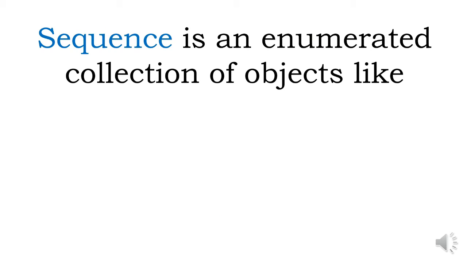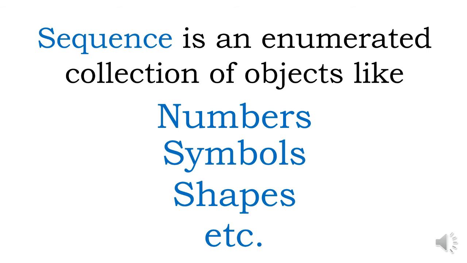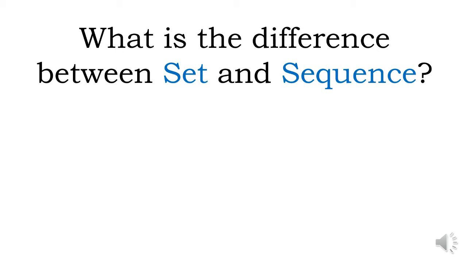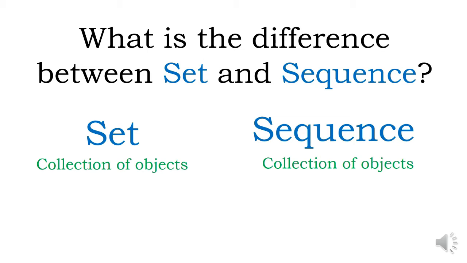Sequence is an enumerated collection of objects like numbers, symbols, shapes, and many more. But what is the difference between set and sequence? When you were in grade 7, you defined set as a collection of objects. And we just defined sequence as also a collection of objects. So what do you think is the difference between the two?